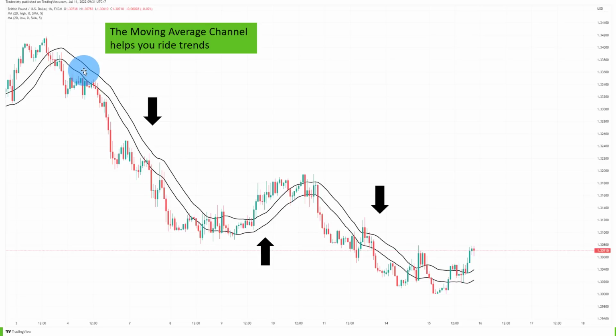And what you will see is that during trending markets, the market is riding those channels. So you can see here, during this downtrend, the market is staying below the moving average channel and not crossing into the opposite side, which does change here.